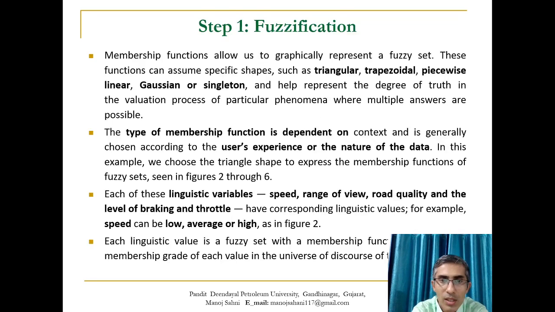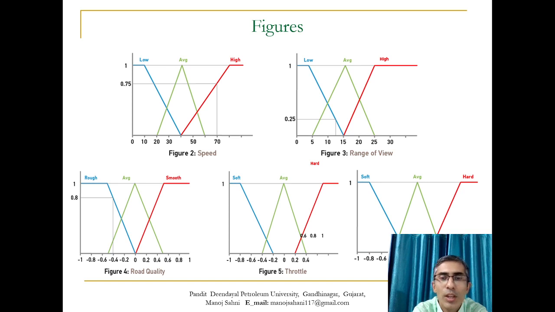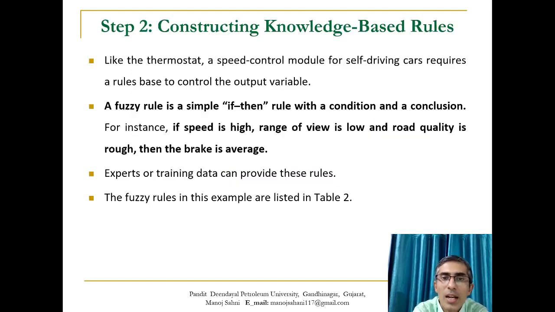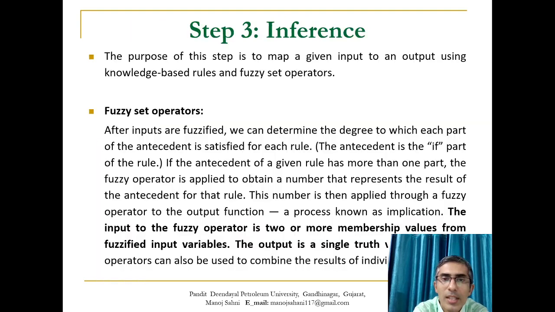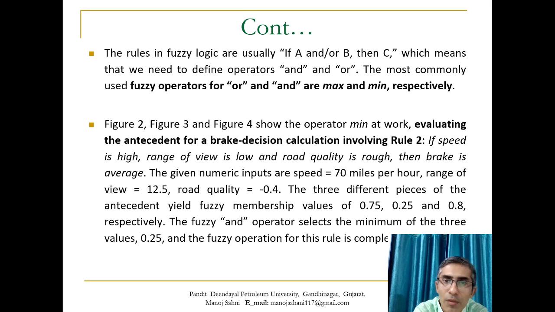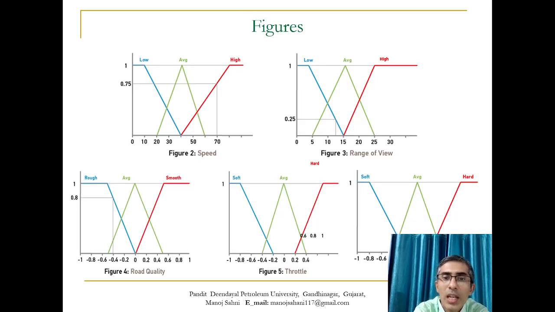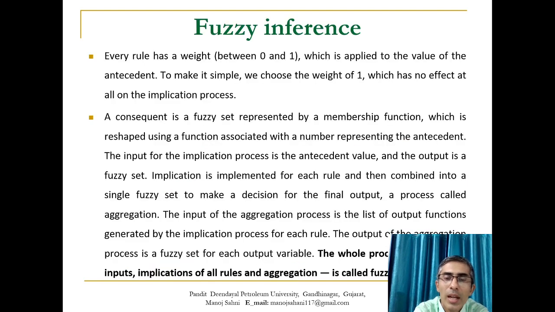I'm not going into the depth of it, but that is one of the applications of fuzzy logic in artificial intelligence. Again, rules are formed, then there is inference which uses the max and min operators to convert it into the fuzzified value, which is again defuzzified and gives us the value.